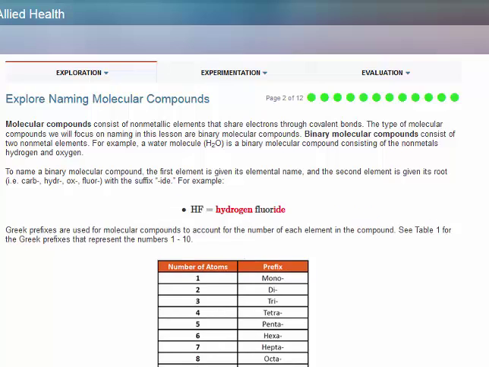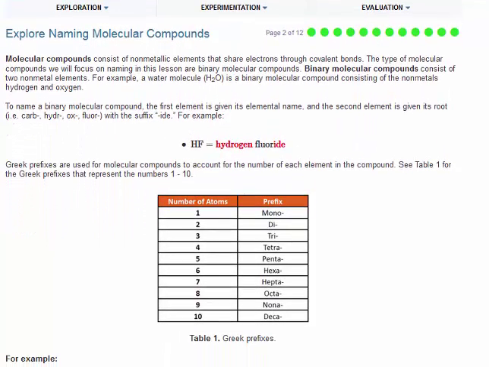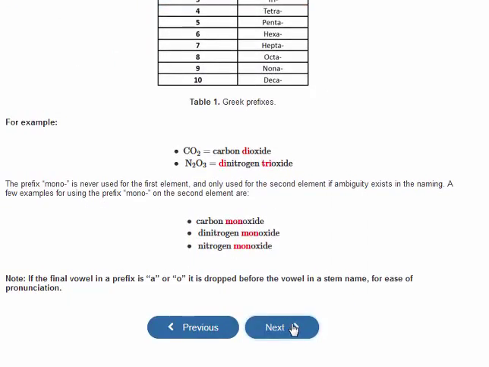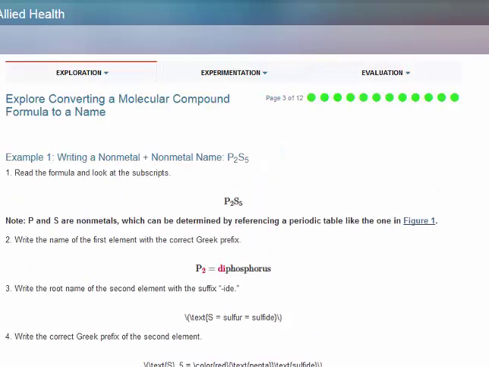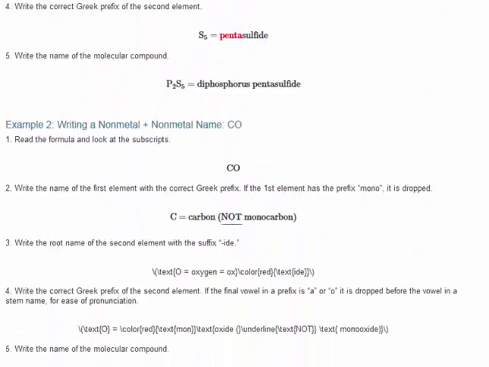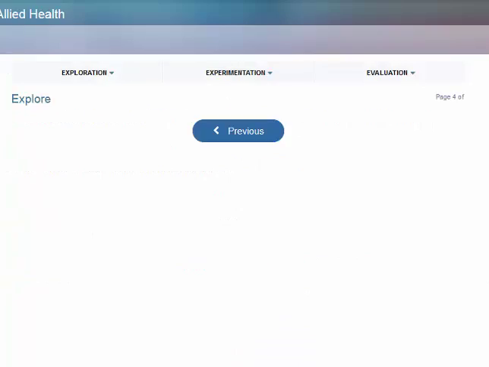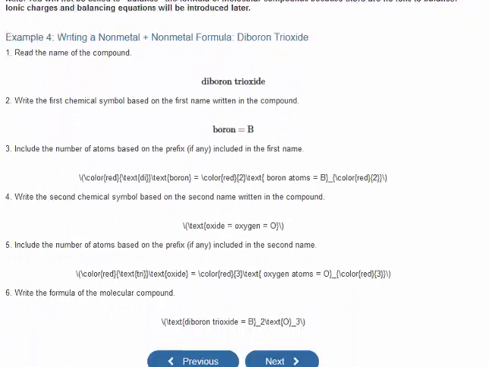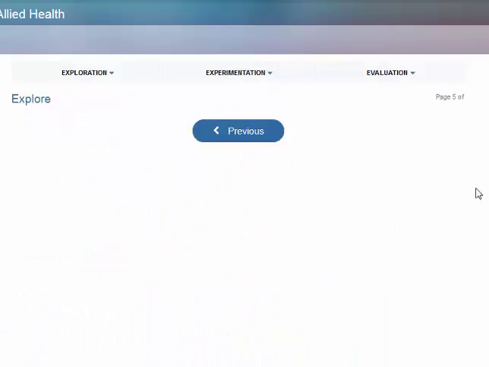Then from pages 2 to 4, we're reviewing, exploring, naming molecular compounds, actually binary molecular compounds that do not have hydrogen in them. And if you recall, we use these Greek prefixes, and this reviews how to name these and gives some examples, and it's generally pretty useful. Then when we get to page 5 of the Explore section, we look at naming ionic compounds.